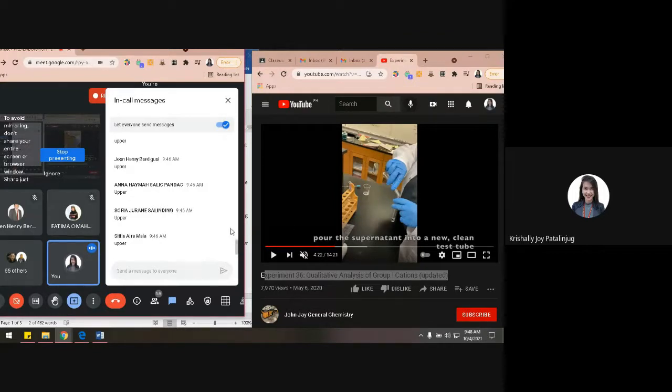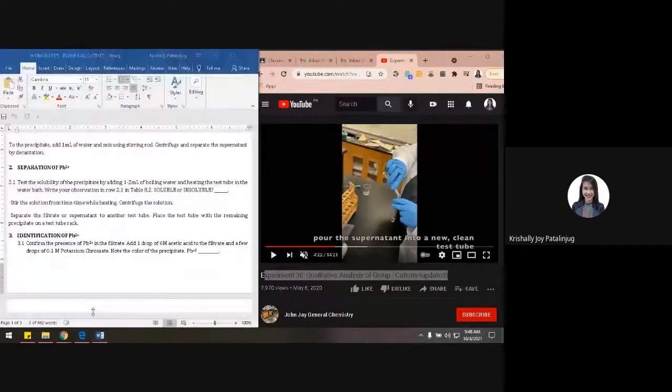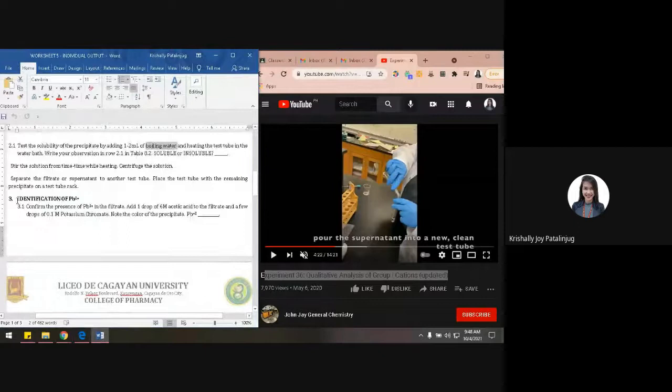Medyo lag yung chat box ko, no? Sige, I will wait. So, the three ions. Very good. It's the lead ion. Okay, it's the lead ion yung nasa supernatant. Okay, from that supernatant, we will now identify.